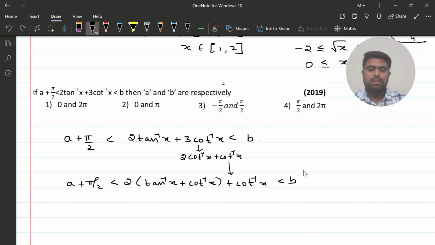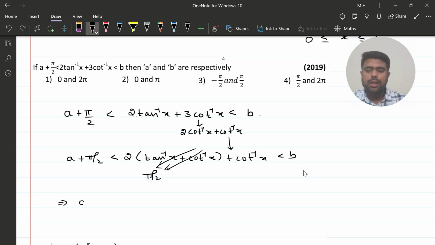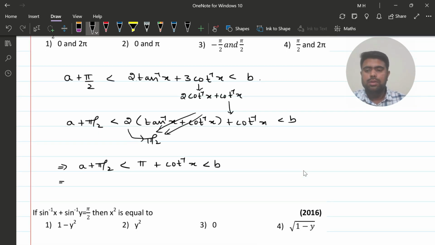This tan inverse x plus cot inverse x both put together is going to be pi by 2, right? So I'll get a plus pi by 2 less than 2 times pi by 2, which is pi, plus cot inverse x, less than b. So this implies if I subtract pi on all the sides, I'll get a plus pi by 2 minus pi less than cot inverse x less than b minus pi.